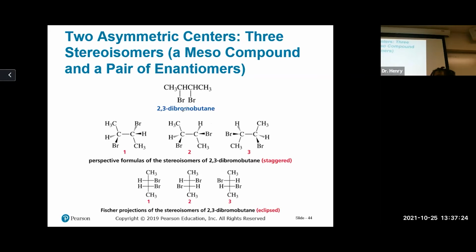Okay, so here we have 2,3-dibromobutane. Well, 2,3-dibromobutane actually has 3 stereoisomers. It has a meso compound and it has 2 enantiomers, or a pair of enantiomers. Okay, so here are our enantiomers. And then here's our meso.